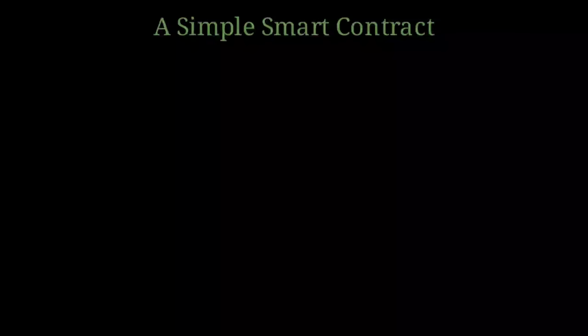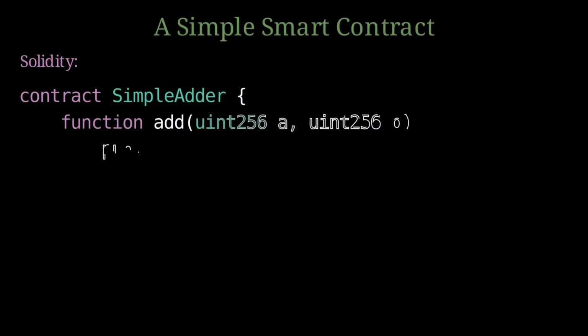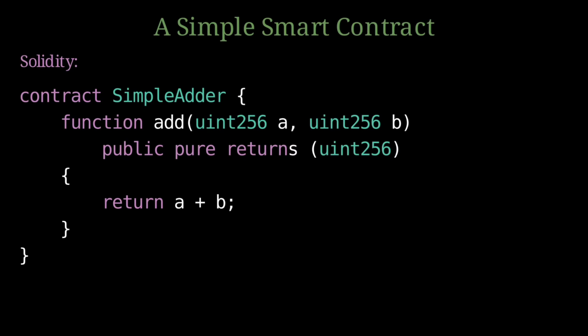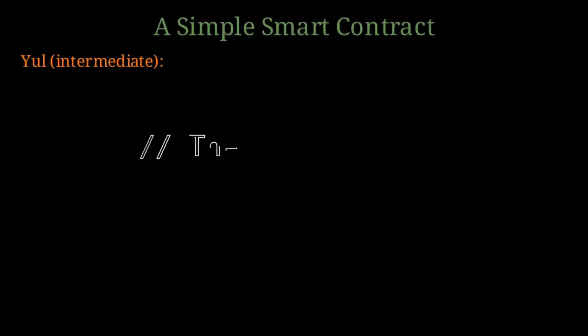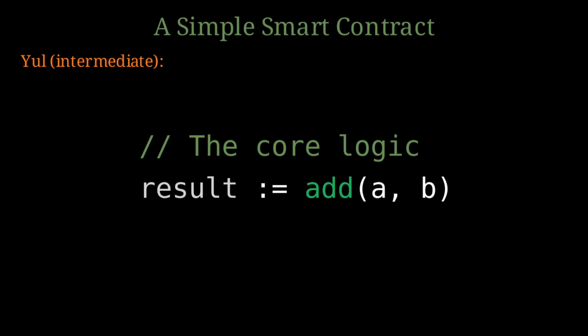Let's look at a simple smart contract. This is a Solidity contract called SimpleAdder. It has one function called add. It takes two numbers, A and B, and returns their sum. Nothing complicated here. The key line is return A plus B. When we compile this, that line becomes something much simpler. Here's what it looks like in Yul. result equals add(a, b). The add function in Yul maps directly to the add opcode. When the EVM sees this, it knows exactly what to do. For example, simply take two numbers and add them together.